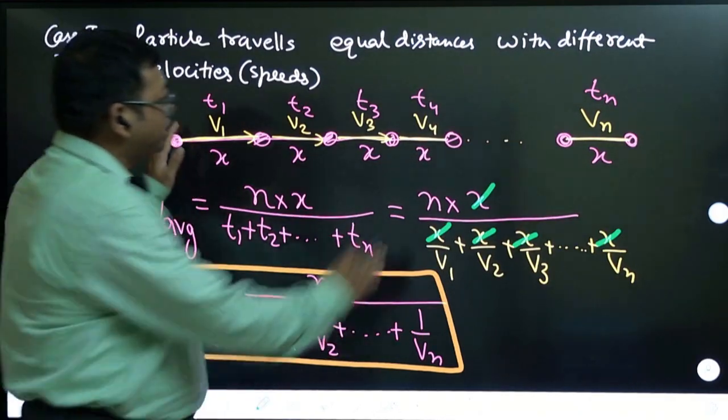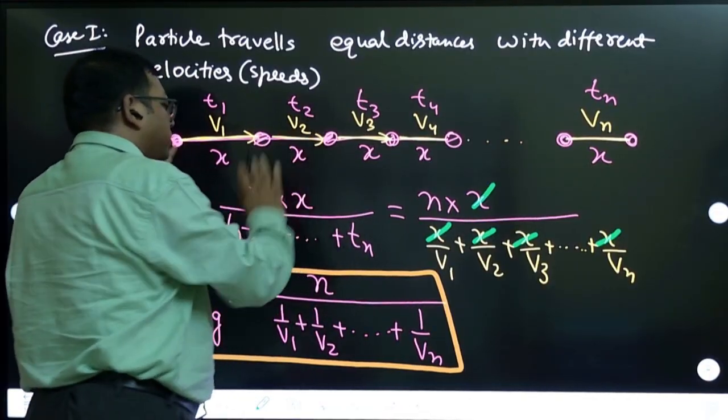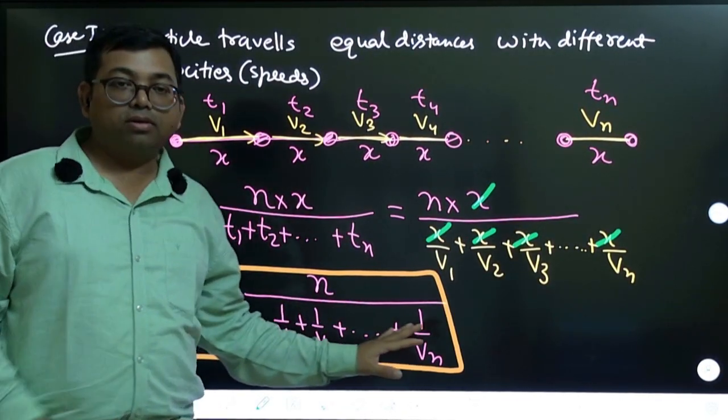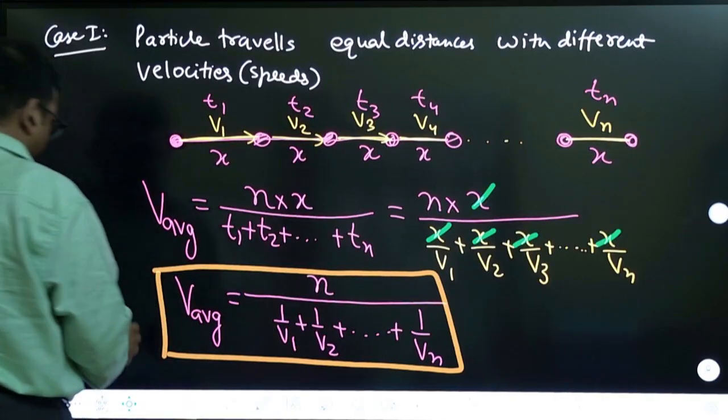If I take up to this much, then it will be 4, or if I take only 2, then it will be 2. So this is a general formula. Okay, let's take one question on this, then you will understand.